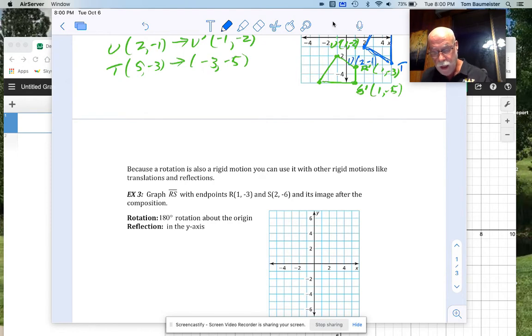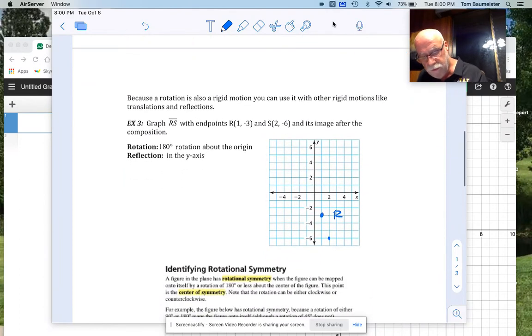So example 2 here: graph line segment RS with endpoints at R at 1 and negative 3. There's my R. And my S is at 2 and negative 6. And let me move it up a little bit for you. And again, that is my S. And we're going to rotate it 180 degrees.